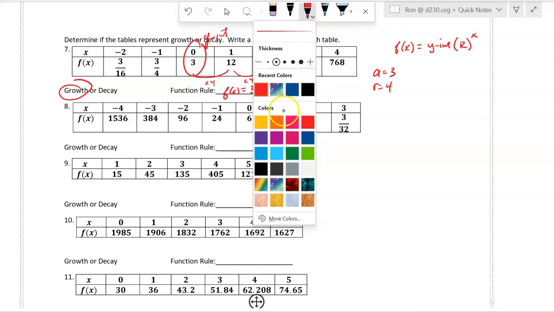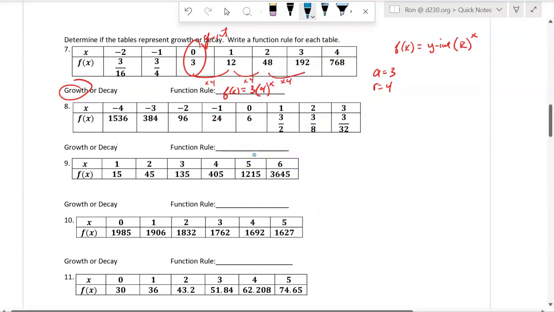Now, to the next one. Here, I notice I'm going down, so I have to check for decay. I sometimes like to look here: 96 divided by 24 is going to give me 4. And I know 24 divided by 4 would give me 6. So remember, if I'm dividing by 4, that's the same as multiplying by 1/4.